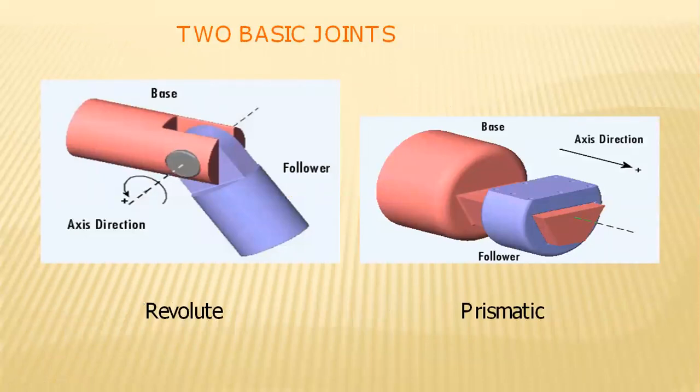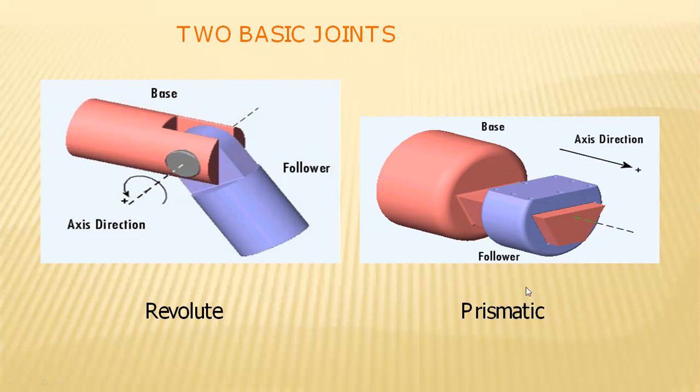Observing the two basic joints here, the revolute joint has a pivot, and its axis is fixed. This is the base joint, and this is the follower joint. The follower joint depends on the base joint, which rotates with respect to the theta inclination in the clockwise or counterclockwise direction.